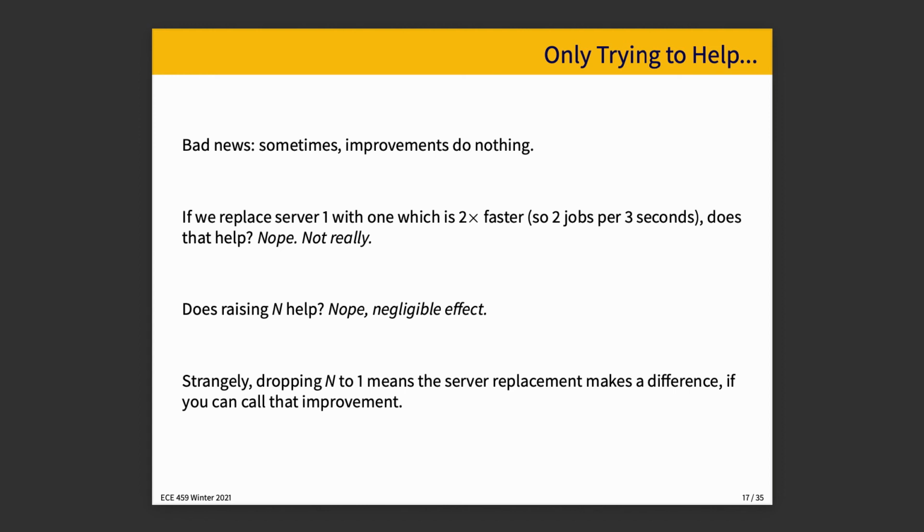Strangely, dropping n to 1 might actually help because that makes a difference, but it's not improvement because you're only using one of the 2 servers at a time. But then having one of the 2 servers be faster would be better because instead of taking 16 hours, it now takes 12 hours. But we still made it worse overall. So nope, that's not an improvement.